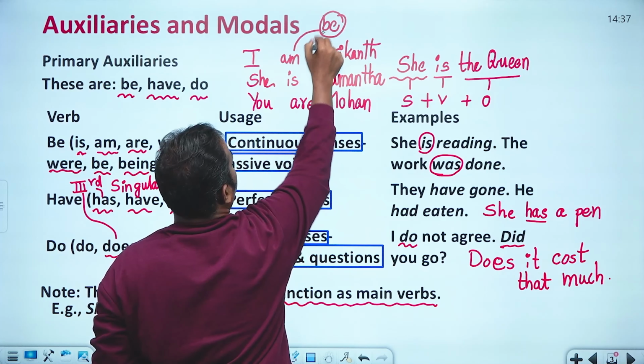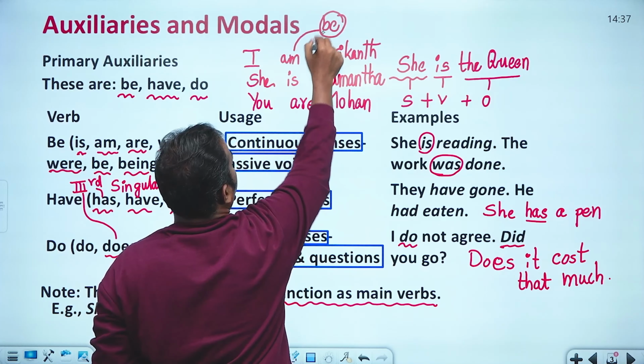So primary verbs, these are primary auxiliaries or auxiliary verbs. Generally they are three varieties: be, have, do, and they change their forms. So please keep this point in mind. Sometimes the primary verbs also function as a main verb. That's another important point here.